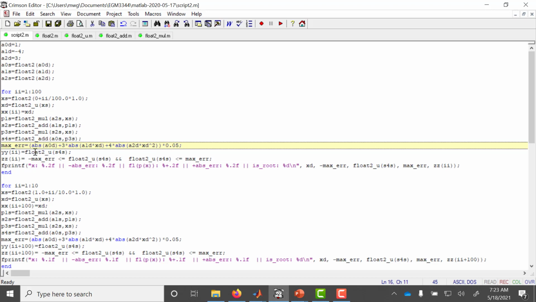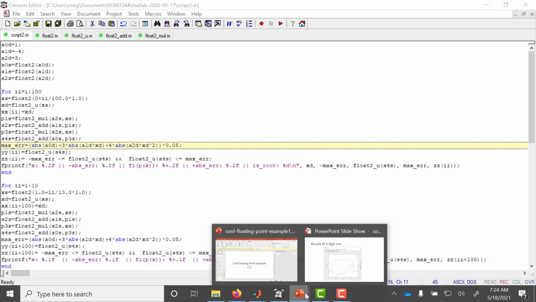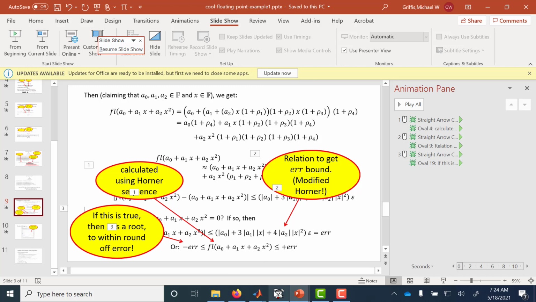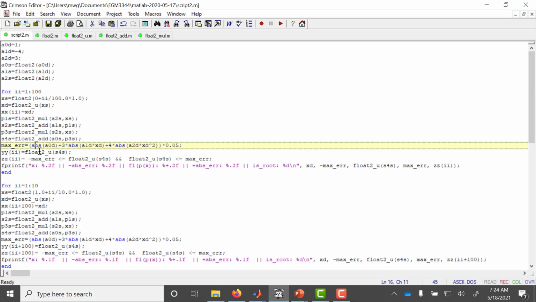And then I do the max error. So this max error here is that bit that looked like this. So I've got the absolute value of the coefficients. I've got 3 on the A1, I've got 4 on the A2, and I'm taking all of that and multiplying by the machine precision. And then I'm collecting x values, and I'm collecting the y values as the unfloated result of the polynomial.